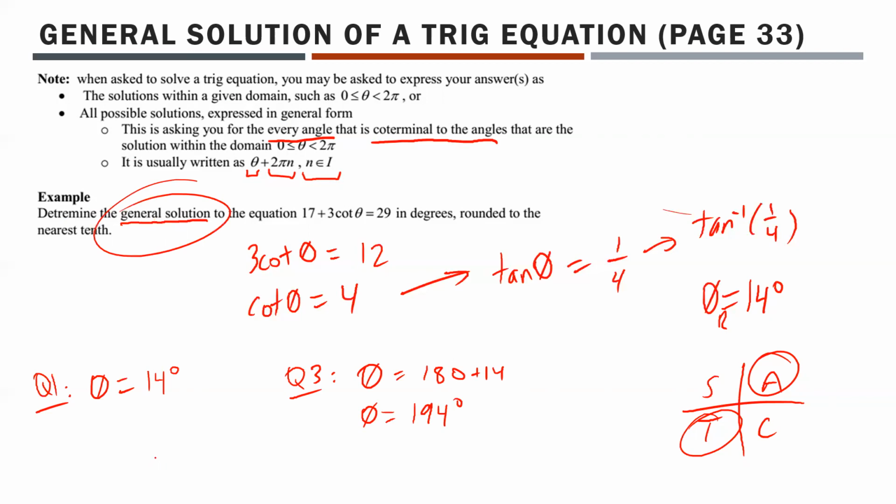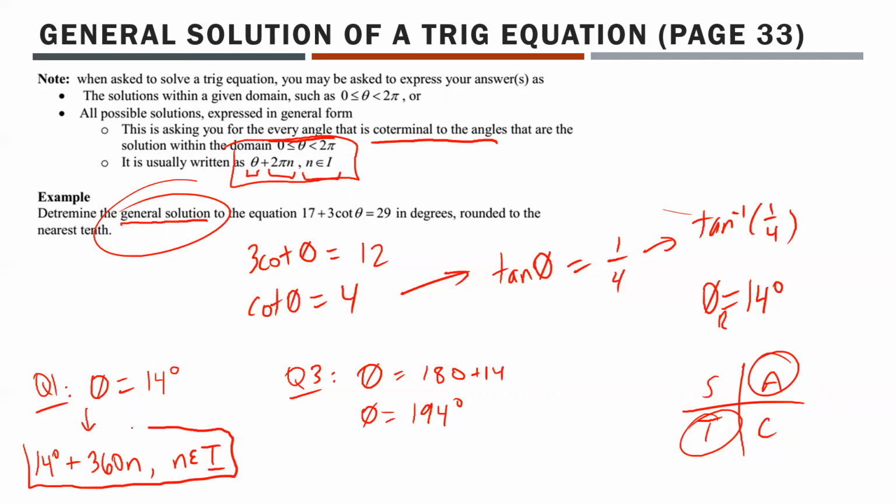There's only one more step you have to do to get a general solution here, and that's write it in this form, okay? Bear with me on this one. Your quadrant 1 solution is therefore 14 degrees plus, instead of 2 pi n, since it's in degrees, we'll say 360 times n, where n is an element of the integers. That right there is one of your answers.